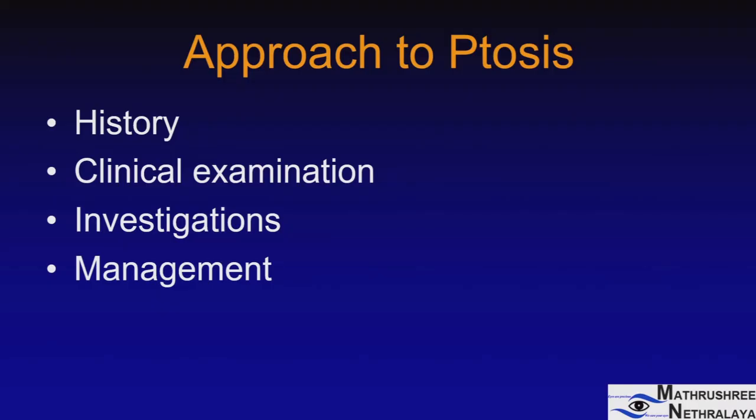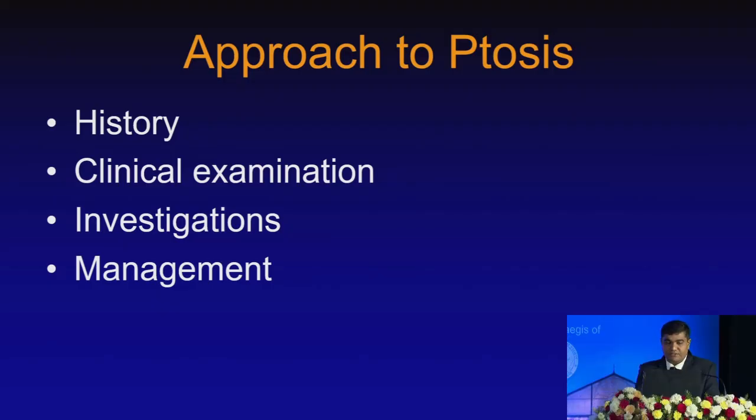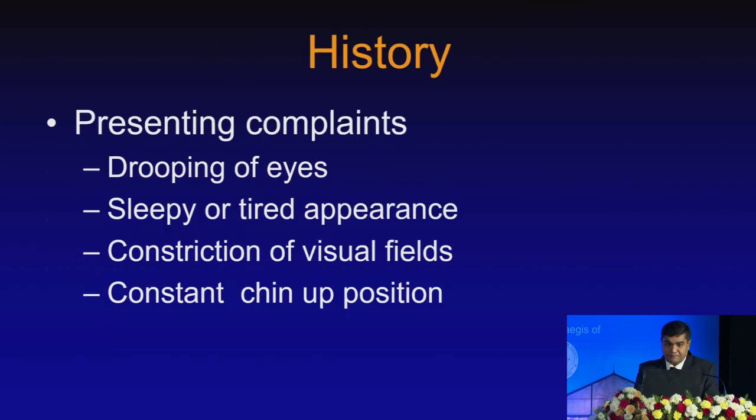Good morning, everyone. I would like to thank BOS for giving me this opportunity. It's a very vast topic, but I'll try to cover as much as possible. Ptosis is defined as an abnormally low-lying upper eyelid margin with the eye in primary gaze. So the approach would include history, clinical examination, investigations, and then management.